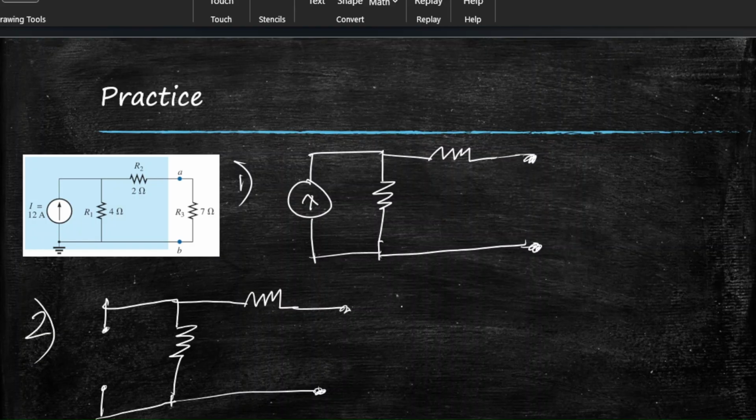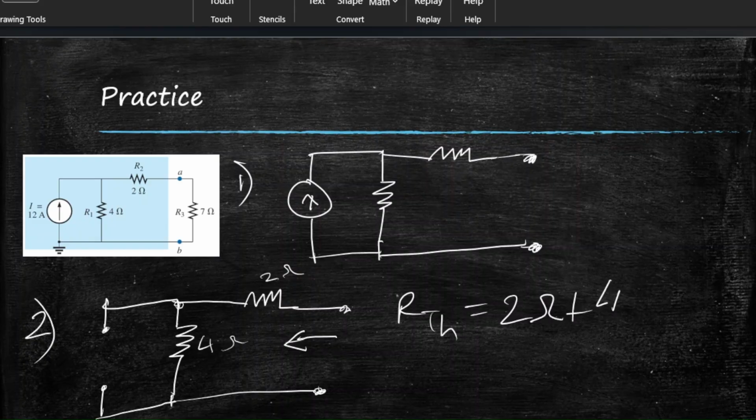Now we have to calculate RTH. For calculating RTH, again we start from the side of the load resistance. From this side, if we look at the resistors, they are in series. There's only one common point, the others are disconnected. So Thevenin's resistance RTH is equal to 2 ohms plus 4 ohms, so we have 6 ohms.